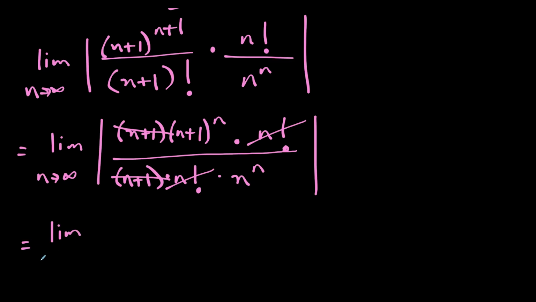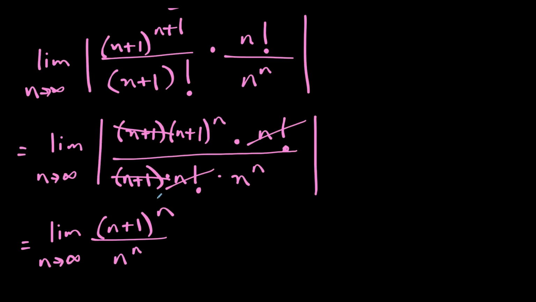So now this gives us the limit as n goes to infinity of, and notice we have (n+1)^n over n^n, and both of those, n is going to infinity, so these are two positive terms, so we could get rid of the absolute value. So now we have (n+1)^n over n^n.